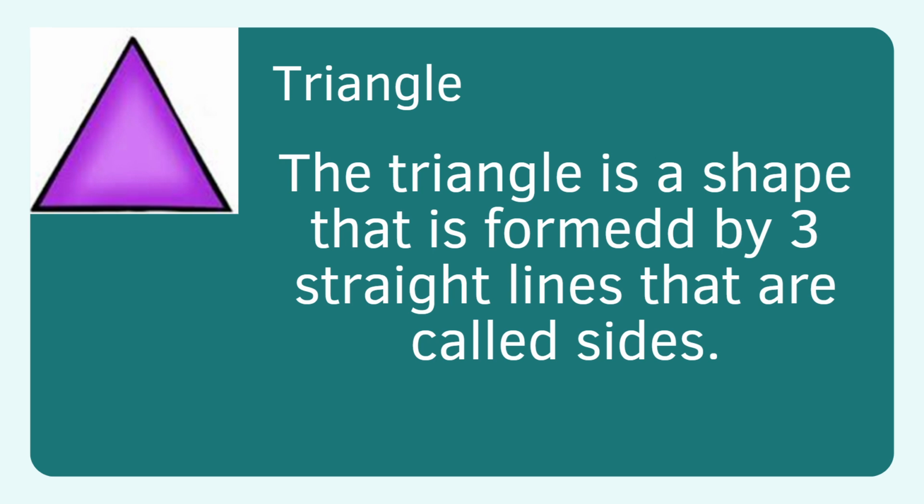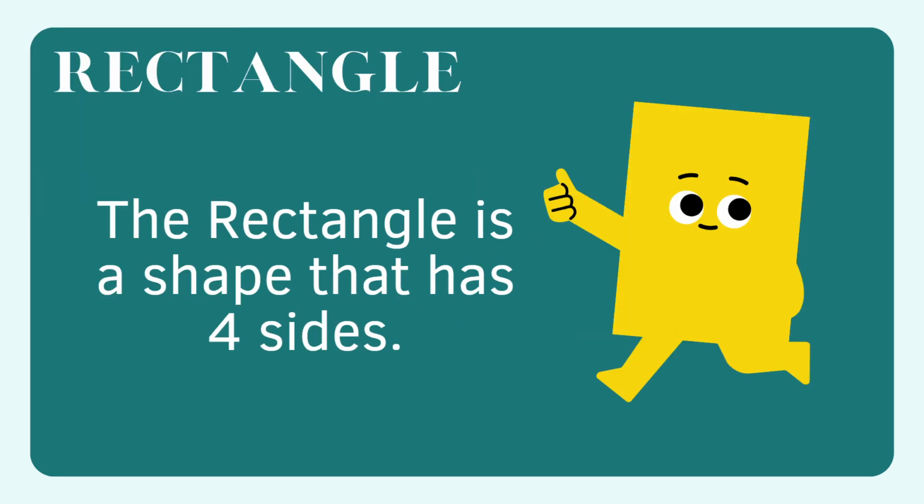Next is the triangle. A triangle is a shape that is formed by three straight lines that are called sides. It is one of the simplest shapes made of straight lines. Rectangle. A rectangle is a shape that has four sides. In a rectangle, opposite sides are equal in length and all angles are right angles.